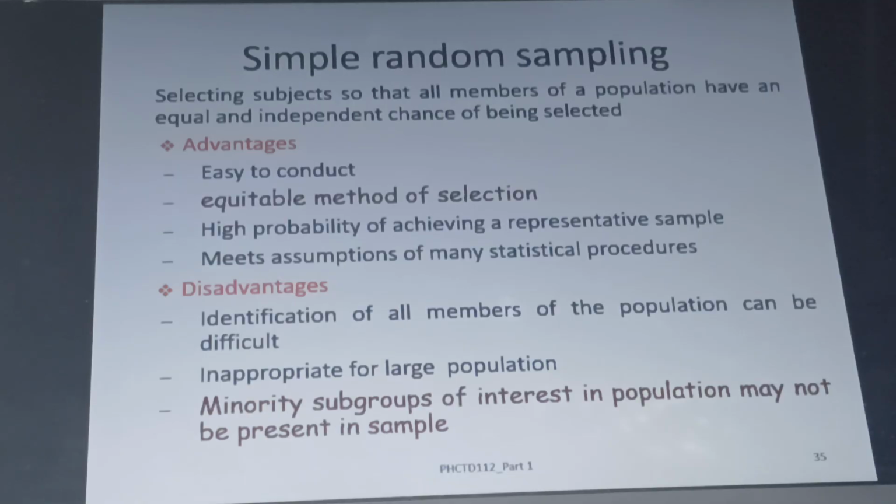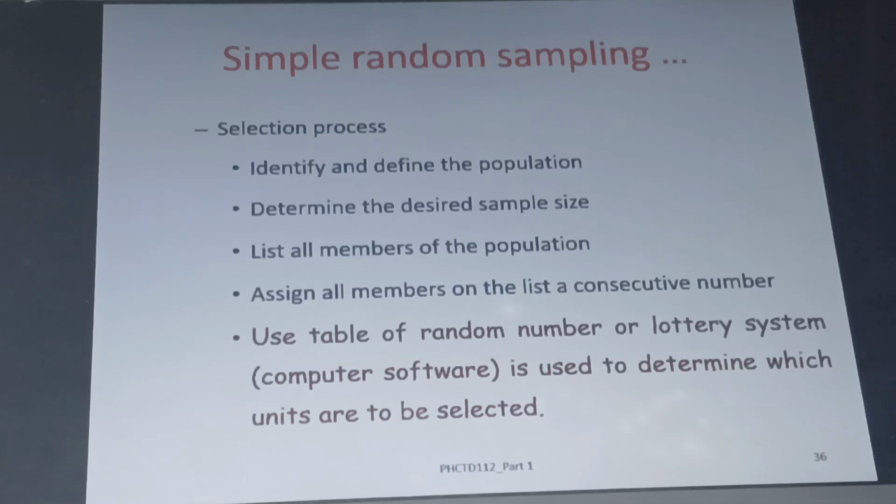It is also inappropriate for large populations. In a situation where we have a large population of, let's say, 5 million, and you say you want to do simple random sampling with a sample size of maybe 5,000, how do you intend to achieve that? So it is very inappropriate for large populations. Minority subgroups of interest in the population may not be present in the sample. So those that are minorities in the population you are interested in might find it difficult to be represented in the sample.